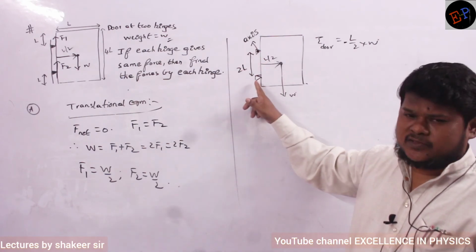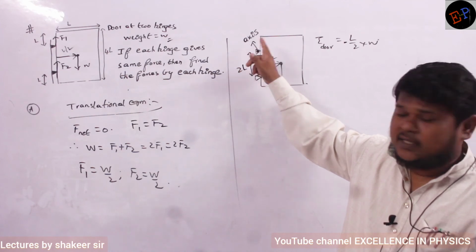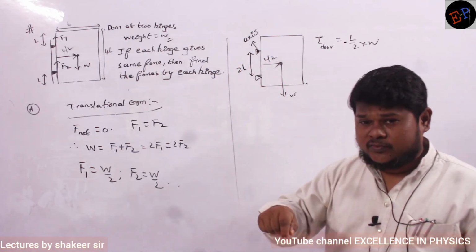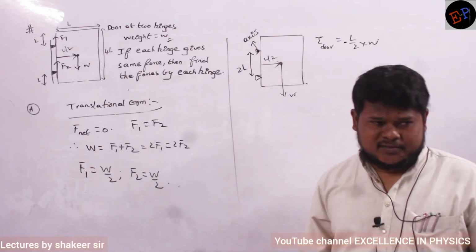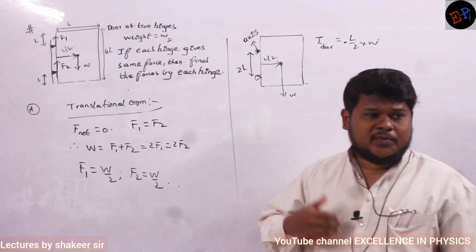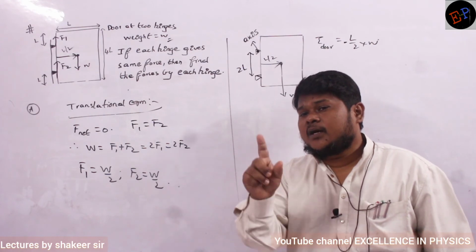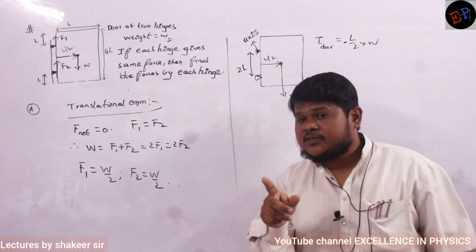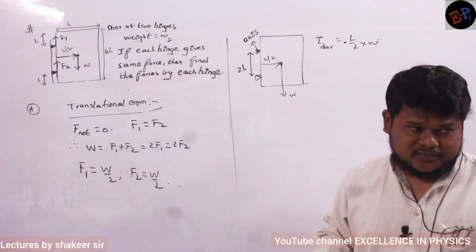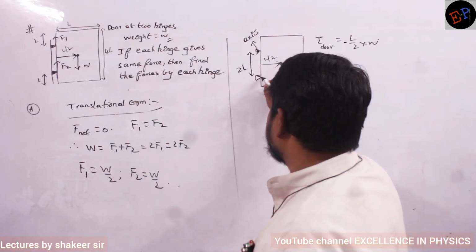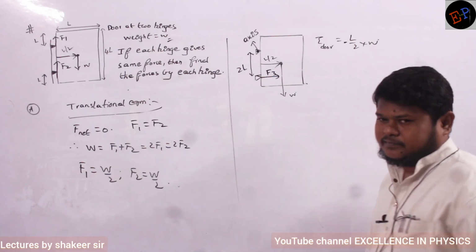Or you can take this one also. I am taking this one. Okay, ma? Then the second hinge should give which torque? Positive torque. It means it should produce anti-clockwise rotation. Positive torque means which rotation? Anti-clockwise rotation. About which axis? About the selected axis. So therefore, this hinge should give force in this direction. Let us call it F3.